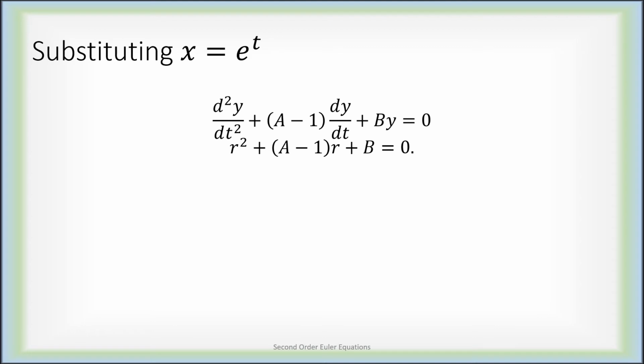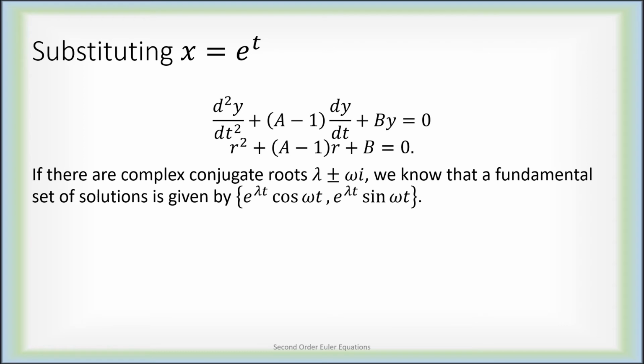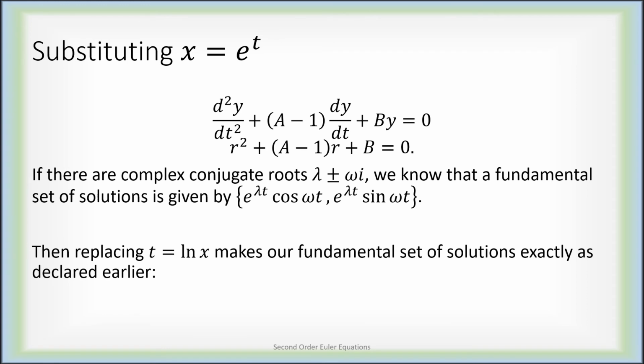And finally, what if our characteristic polynomial has complex conjugate roots? Well, if the complex conjugate roots are lambda plus or minus omega i, we know from our work with constant coefficient equations that the solutions would be e to the lambda t cosine omega t and e to the lambda t sine omega t. And all we have to do is replace t equals log x. With t equals log x, the e to the lambda t is just going to become x to the lambda, and the t's inside our trigonometric functions just become log x. So we end up with exactly what was proposed as a fundamental set of solutions before, x to the lambda cosine omega log x and x to the lambda sine omega log x.